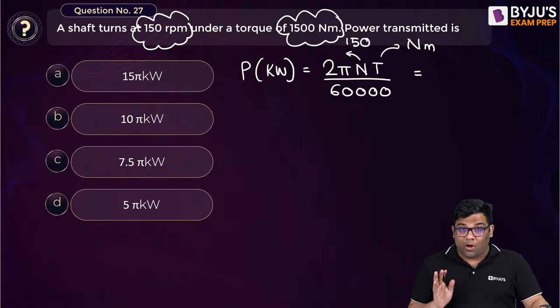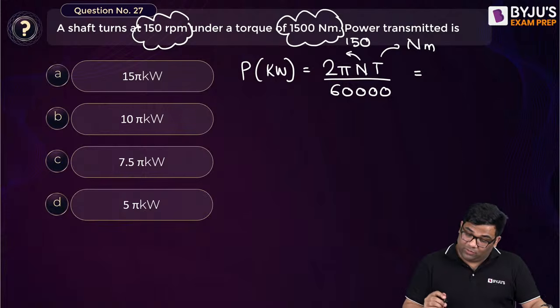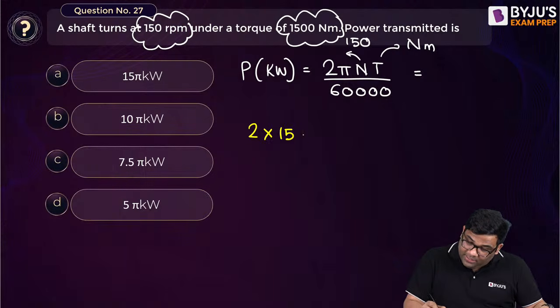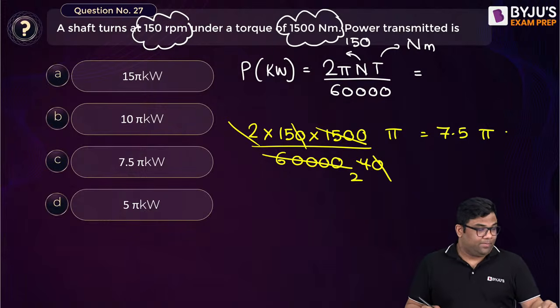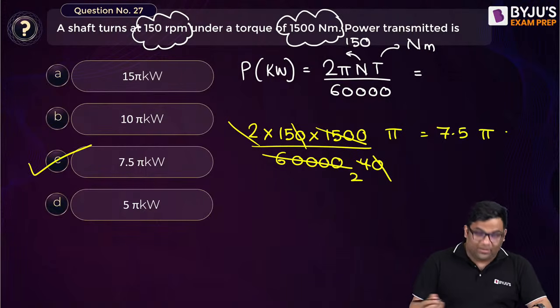It is now up to you how you are covering the syllabus. So focus now on coverage of the syllabus. Don't go into great depth. So what is the answer for this? See the expression in terms of pi. So 2 N is 150, this is 1500 pi, and this is 60,000. No calculator is required. This is 40, 7.5 pi. Okay, let me switch on the AC. It will be a little hot. So 7.5 pi is the right answer.